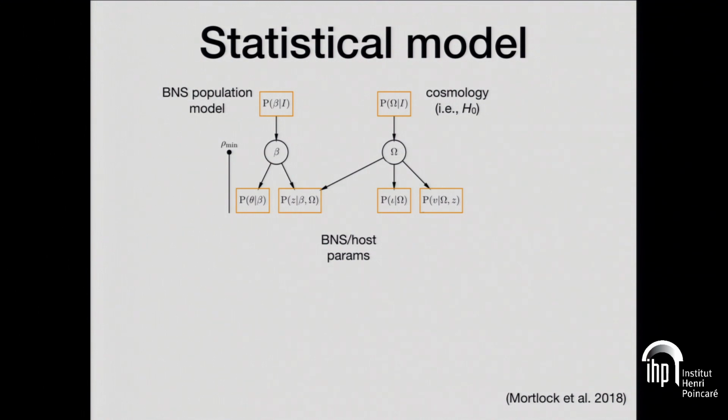So the next thing is, having decided randomly on what population parameters and what cosmological parameters we get, then you have to make a whole lot of these binary neutron stars. And they're parameterized by several things here. The theta is their own intrinsic parameters, spins, masses, etc. Redshift is obviously the key thing that determines how far away they are, and I have to be careful to not say distance.